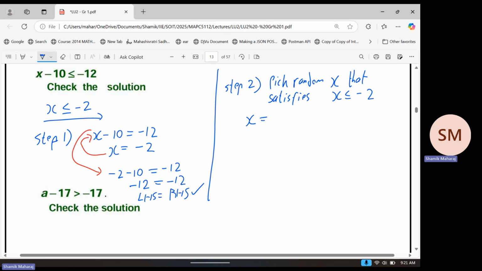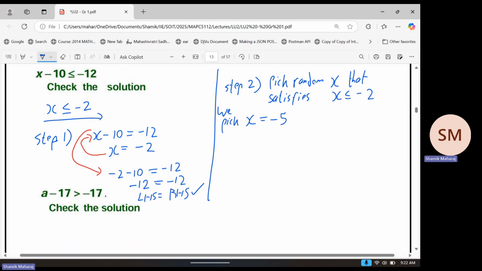Okay, so do you guys have a proposed x that you can use? Anything, it could be any number. Anything that satisfies this inequality. So basically anything less than equal to -2. -5, we can go with -5. Okay, so right here, we pick x is equal to -5.